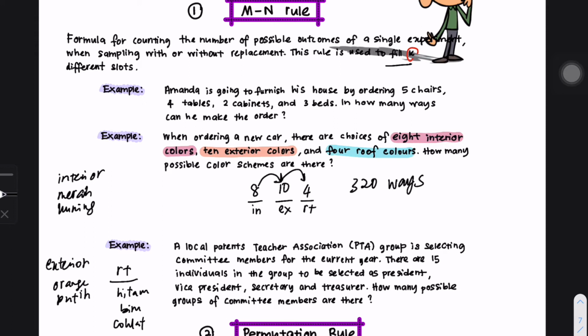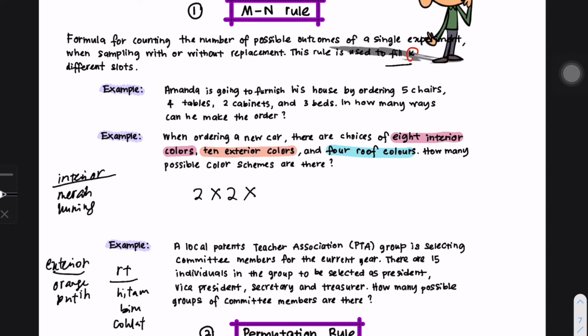Okay, ini contoh. Tadi jawapannya 320. Sekarang saya nak kira untuk kereta saya ni ada berapa cara combination, berapa possible outcome. So untuk interior kita ada 2 pilihan, exterior kita ada 2 pilihan, darab dengan rooftop kita ada 3 pilihan. So 2 times 2, 4 times 3 is 12. What is the meaning of 12 ways? Okay, maksud dia adalah combination.